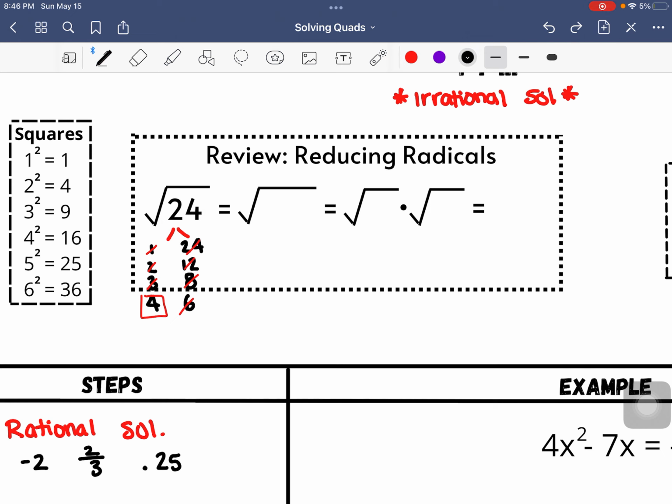So, I'm going to rewrite the number inside my radical using this perfect square. 24 is 4 times 6. And that's legal, right? 4 times 6 is 24. Now, another thing that's legal is that I can split radicals. So right here we're going to split. Or I guess it's actually the next step.